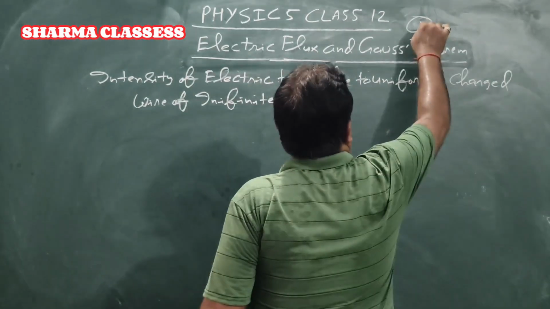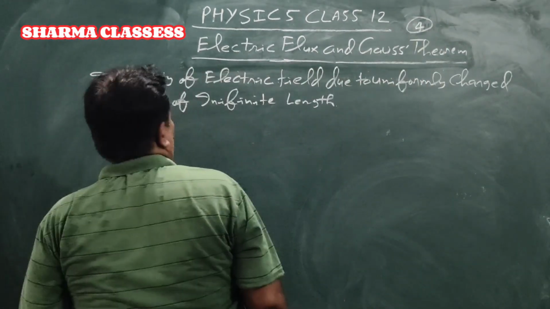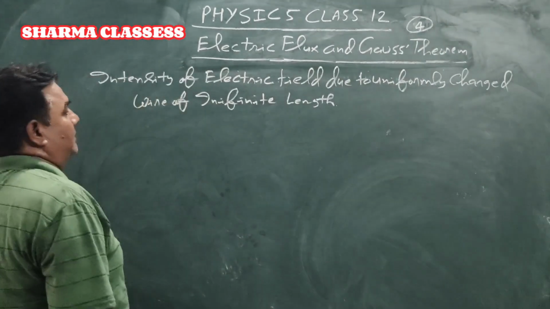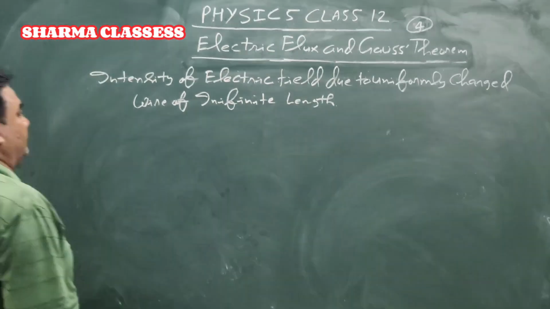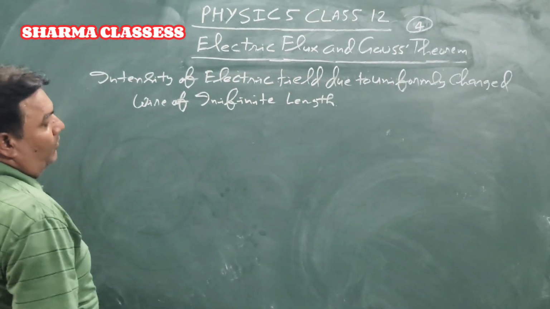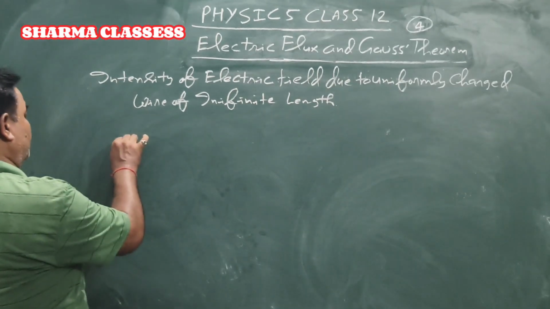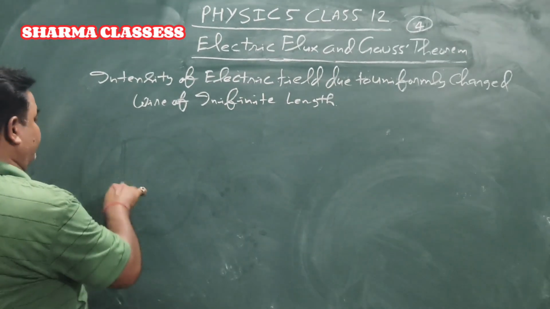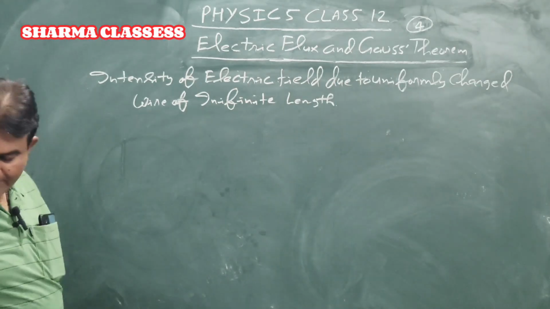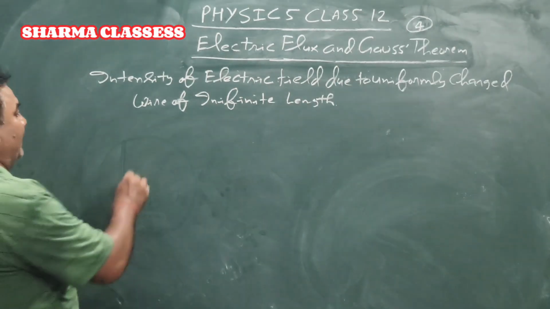In video number 4, we read about the intensity of electric field due to a uniformly charged wire of infinite length. This is a very important proof. By the Gauss theorem we prove it. Suppose this is any wire of infinite length.